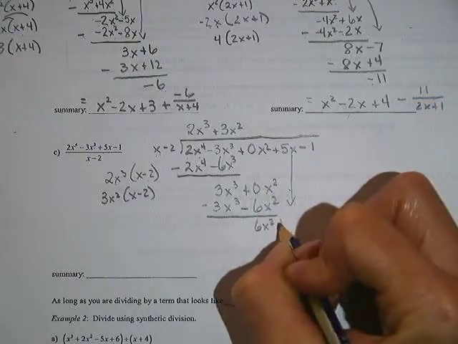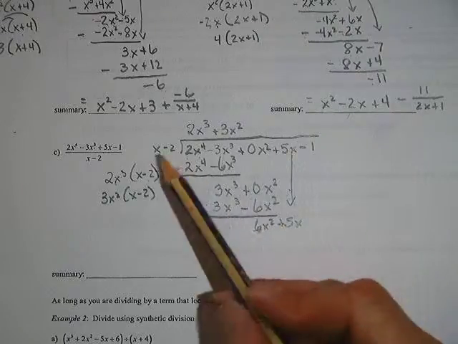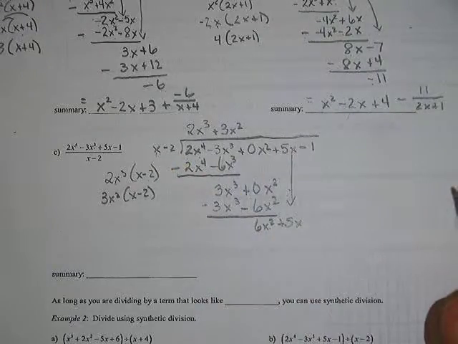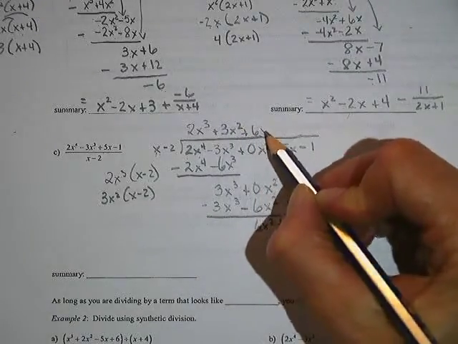Okay, subtract. Don't forget, this is minus a negative. That always gets kind of tricky. So what do we end up with? 6x squared. Bring down that 5x. They get kind of long.